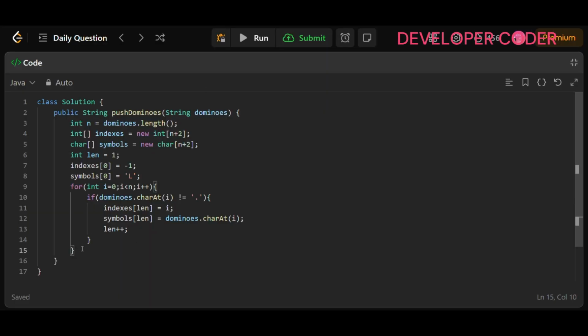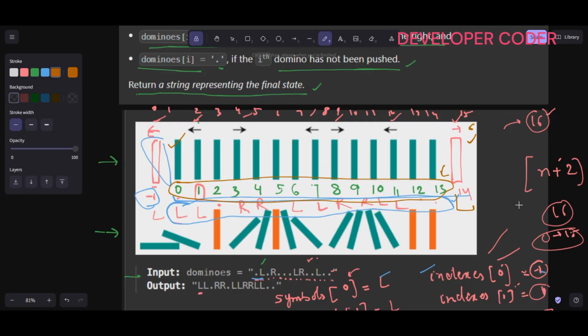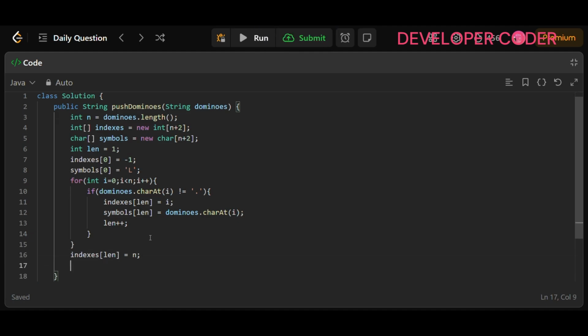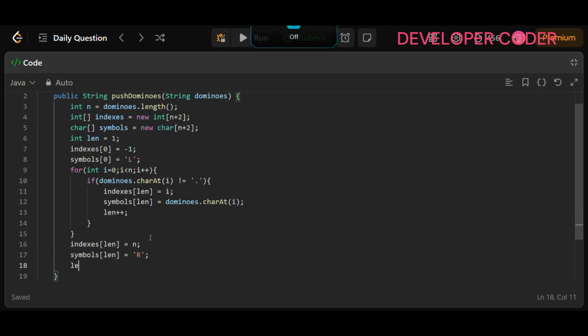So here your for loop ends, and here you have to write indexes of this at n, which simply means 14. So add 14, right? A small n should be there now. And here you have to write symbols at this particular position, you are going to say it is equal to r, all right. And then after that you just increment the length. All right, this is done.